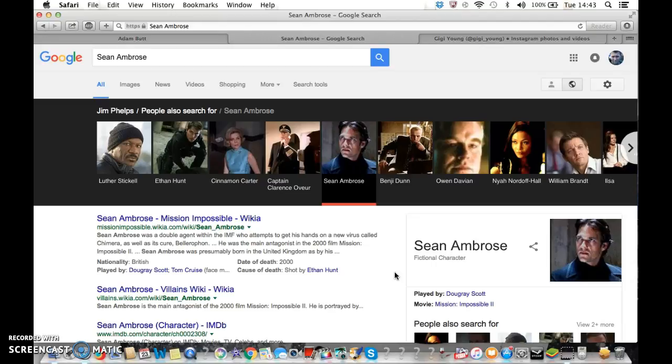Now, onto the business of Mission Impossible 2. There's this character called Sean Ambrose, who is essentially a double agent, and he attempts to get his hands on a new virus called Chimera, as well as its cure, Bellerophon. I'm not sure how it's pronounced. But anyway, this has all got to do with stuff that is happening in real life at the moment, what with the Zika virus and the simian flu and all.